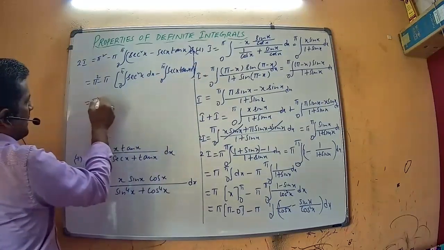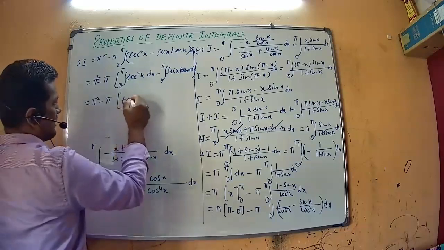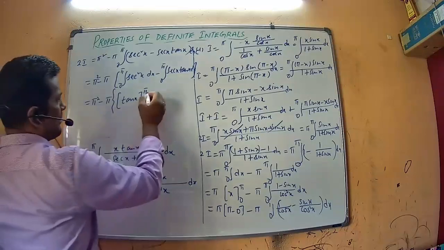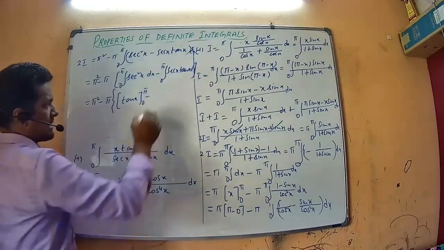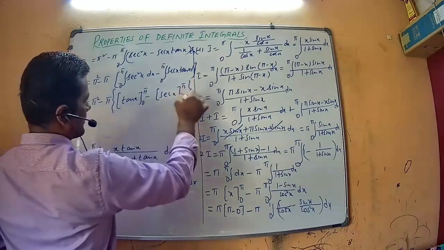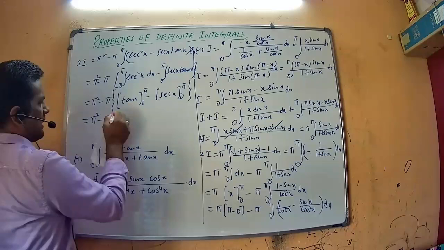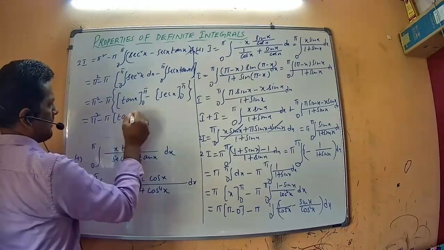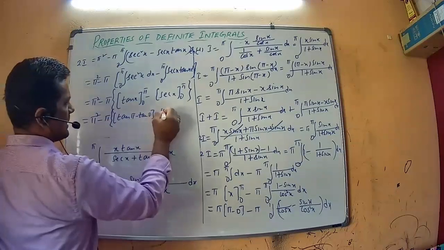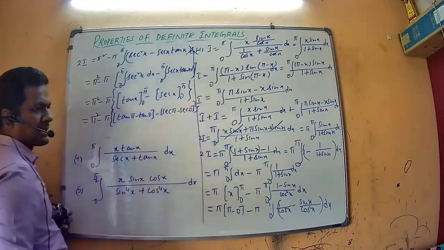So here you will be left with integral of secant square x is tan x within the limits 0 to pi, big bracket here, minus of integral of secant x tan x is secant x within the limits 0 to pi. Right. Now apply the limits cautiously. This is pi square minus pi into, this is tan pi minus tan 0, minus of, this is secant pi minus secant 0.